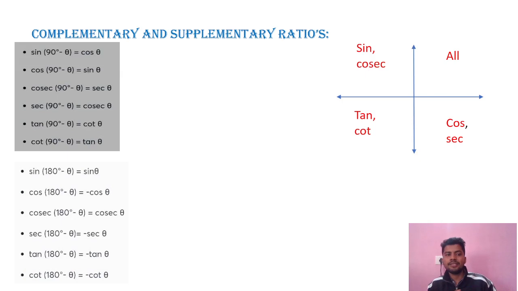Cos of 90 minus theta is sin theta. Cosec of 90 minus theta is sec theta. Sec of 90 minus theta is cosec theta. Tan of 90 minus theta is cot theta. So, cot of 90 minus theta is equal to tan theta.